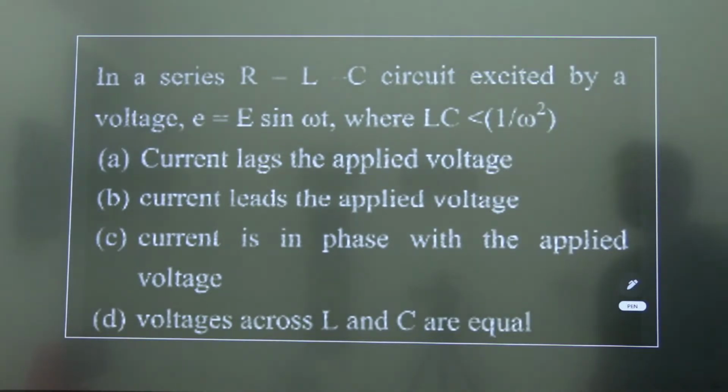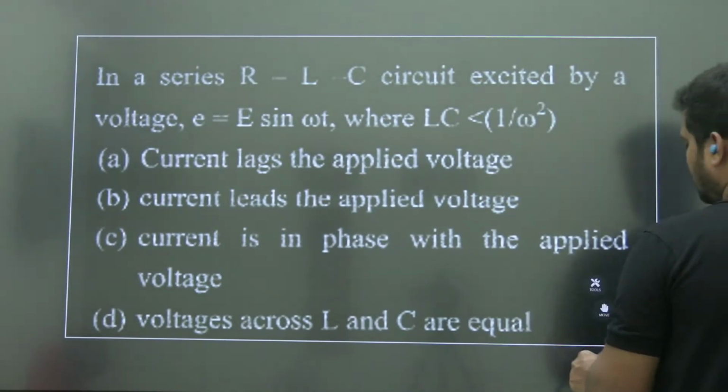So in a series RLC circuit excited with E equal to sin omega t, when LC is less than some value, what happens? This is a simple question you can answer easily.